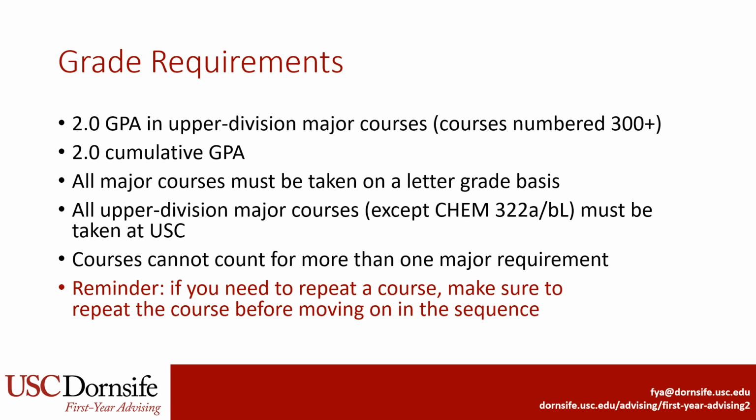All upper division major coursework needs to be taken at USC, with the exception of Chem 322A and B, organic chemistry classes that can count towards the specialization requirements. Courses cannot count for more than 1 QBio major requirement, so if a course is listed as both a specialization course and an upper division elective, it can only count for one or the other.